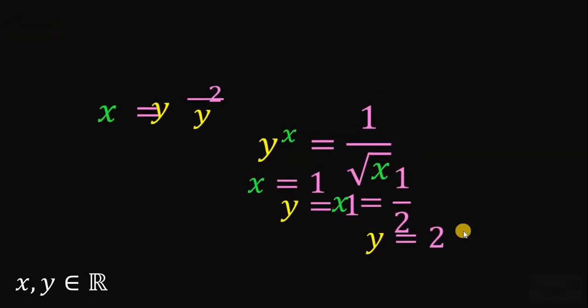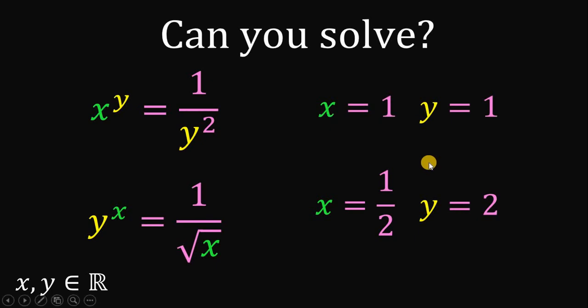Therefore, we have two possible solutions for x and y. If x equals 1, then y equals 1, and if x equals 1/2, then y equals 2.